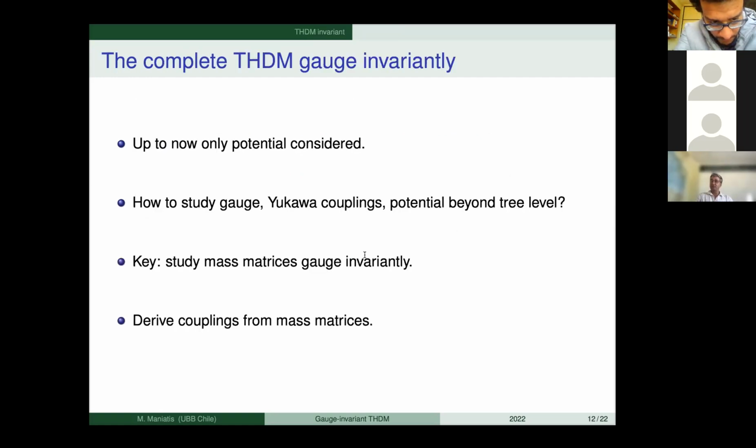But up to now, there's some drawback. We have only studied the potential, as you mentioned. The question arises, how can you study gauge couplings, Yukawa couplings, like the masses of the fermions from the Yukawa couplings, of course, or the potential beyond tree level also. And I want to convince you, this is actually the main part, that the key to achieve this is to study the mass matrices from the beginning in a gauge-invariant form, and derive the couplings from the mass matrices. And this is what we did recently.